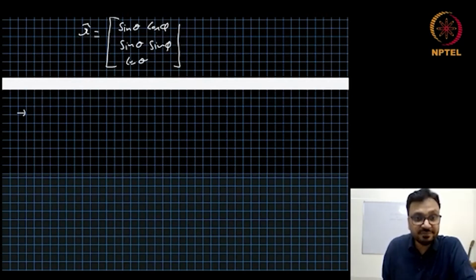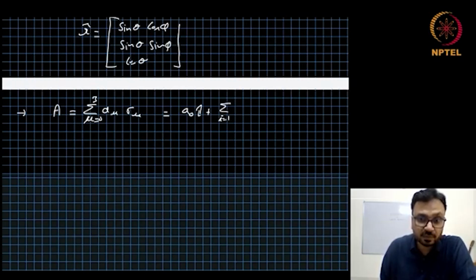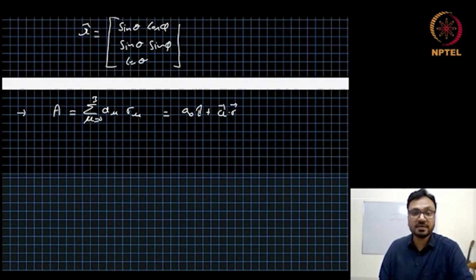Another interesting point: if we have an observable A, which can be written as a sum over mu from 0 to 3 of A mu sigma mu, which can also be written as A0 sigma 0, which is identity, plus the sum over i from 1 to 3, or simply A vector dot sigma vector, where A vector is a three-dimensional real vector.